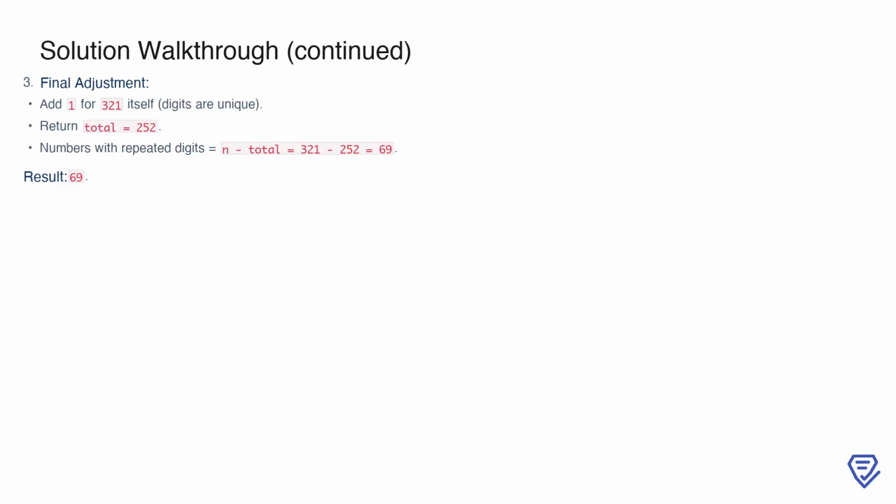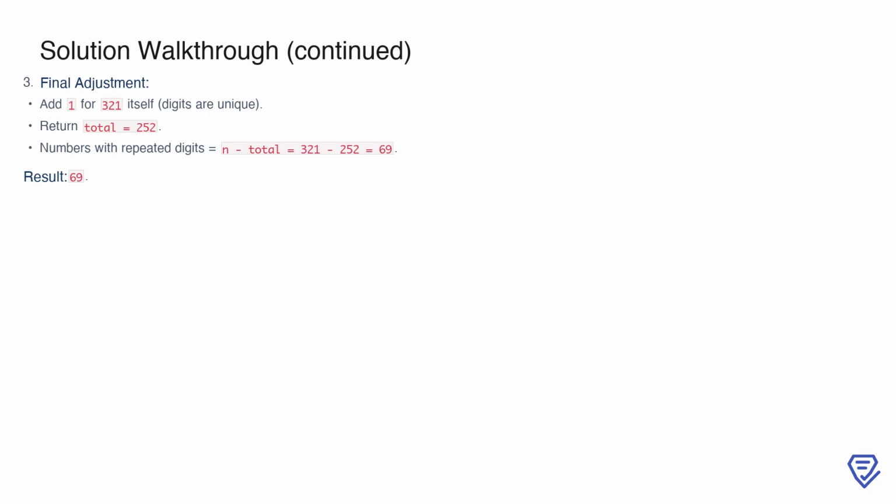Finally, we check if 321 itself has unique digits. Since its digits are unique, we add 1 to the total, making it 252. To find the count of numbers with repeated digits, we subtract this total from n, which gives 321 minus 252 is equal to 69. Therefore, the result for this example is 69, meaning there are 69 numbers with repeated digits in the range from 1 to 321.